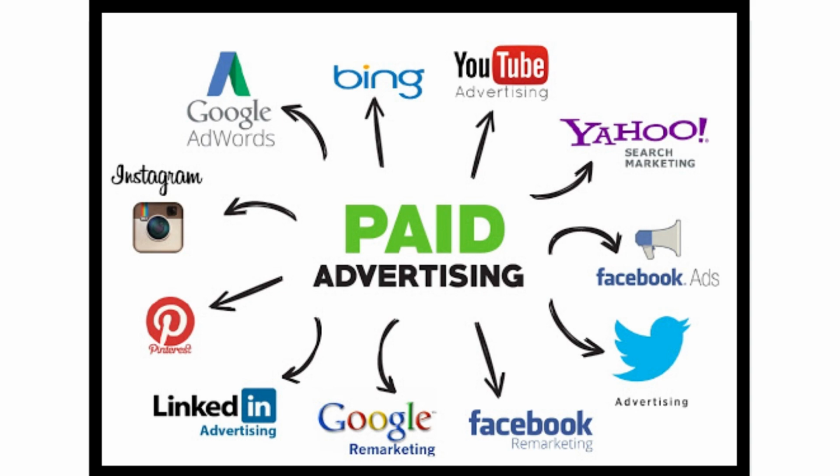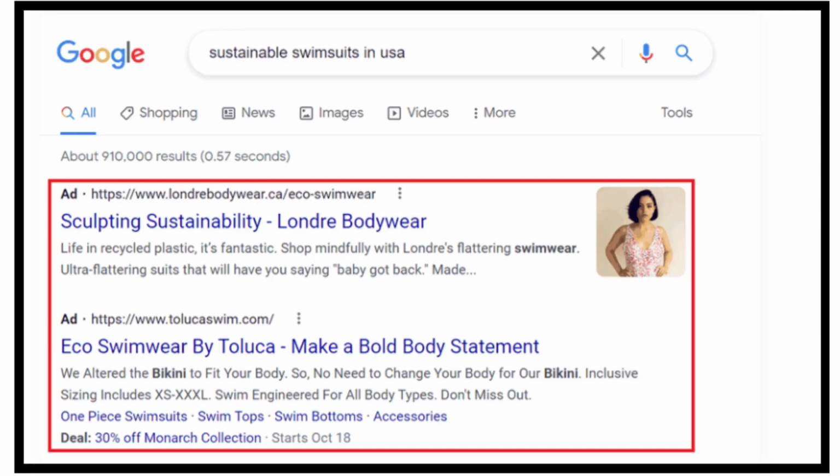First of all, paid ads. We are going to talk about paid ads, which are search ads and social media ads. These are one of the quickest ways to target your ideal audience and drive traffic to your online store. They put your brand directly in front of people who are most likely to buy your products.